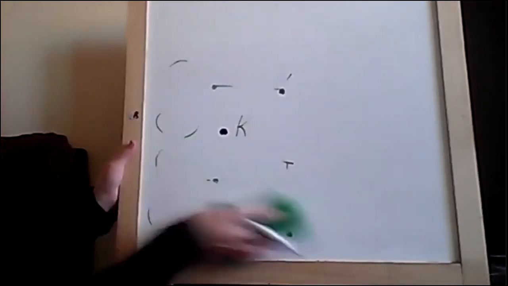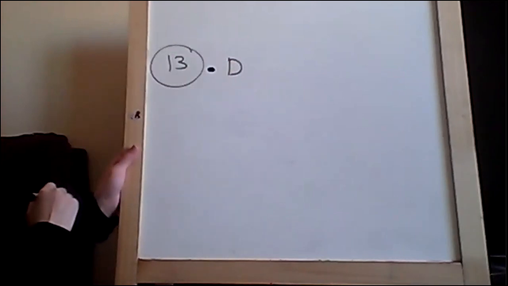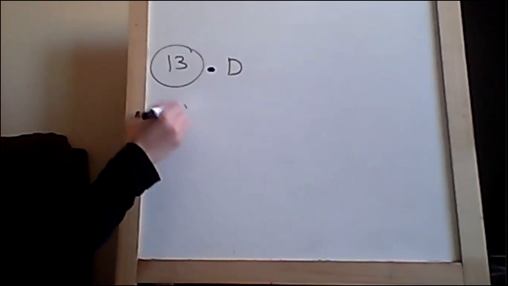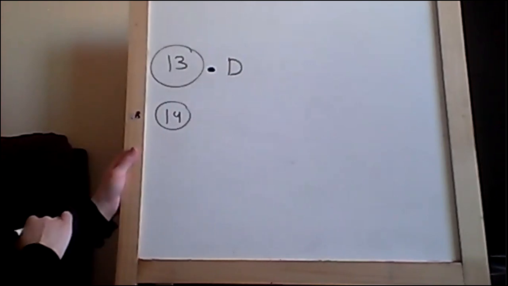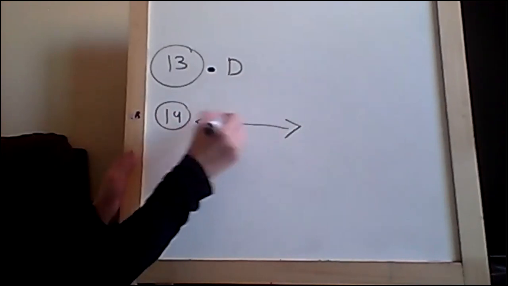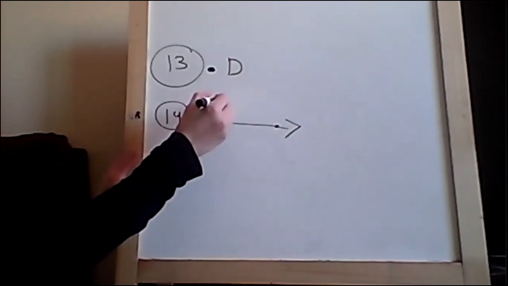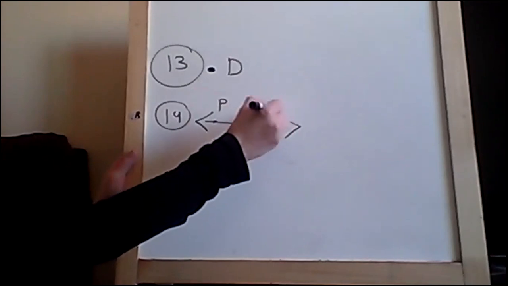13, I have only letter. That means I have point here. So I will draw point, then beside the point I will write letter D. Number 14, above the letters, I have what? Line with two arrows. That means we have a line. So you have to make straight line with two arrows. Then you have to write letters P, Q.